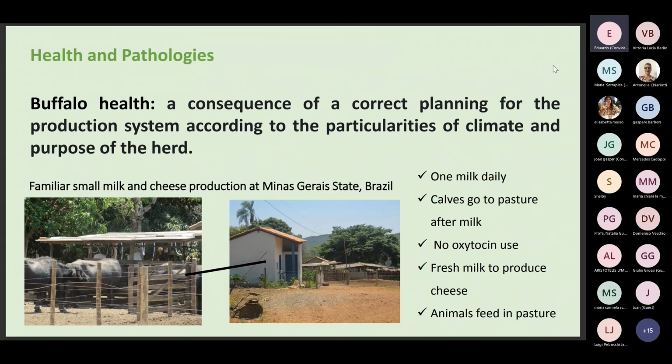We have a very low incidence of disease. Animals go to the pasture and feed, and the calves go with the dam after milking. Very good quality of milk, very low incidence of mastitis, very good quality of calves. But please, more on.